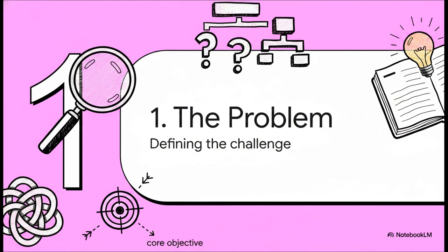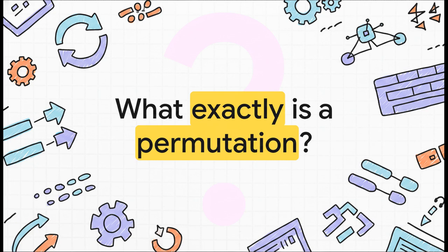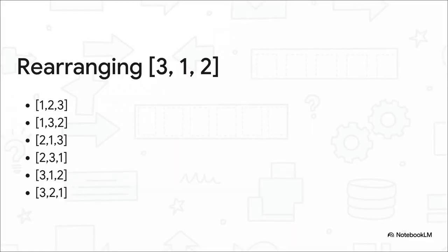Let's define the challenge. So, to make sure we're building our understanding from absolute first principles, we have to ask a very basic question. What exactly is a permutation? You know, it's a word that gets thrown around a ton in computer science, but let's just strip away all that academic jargon. At its core, a permutation is just a rearrangement.